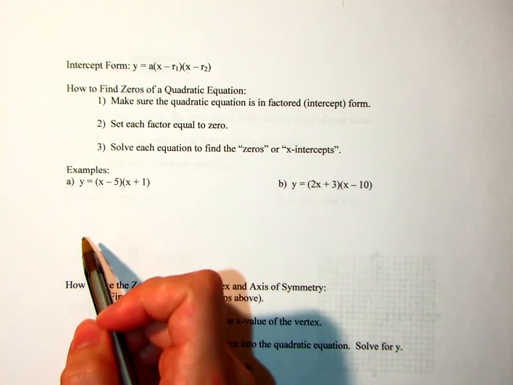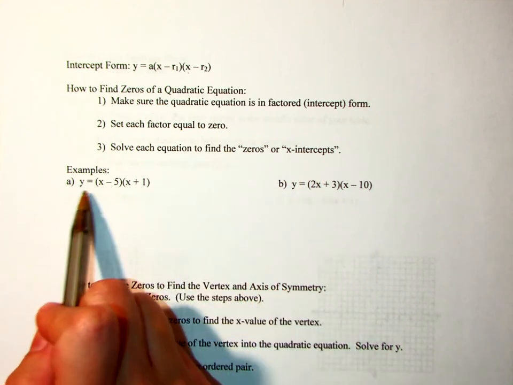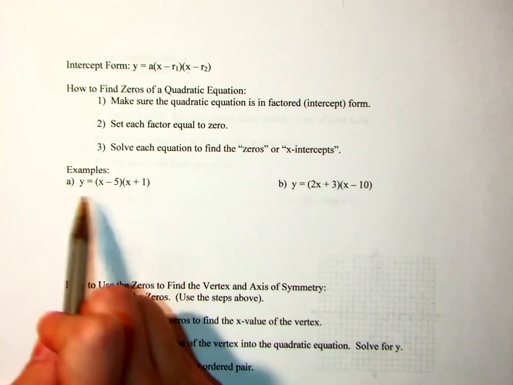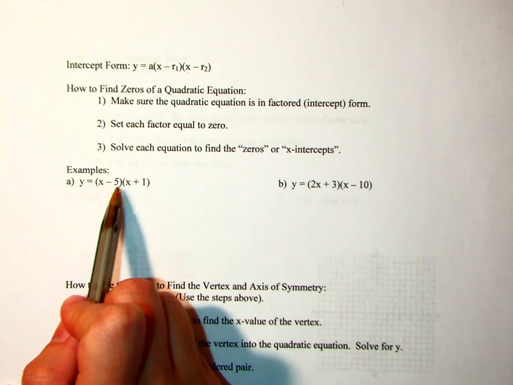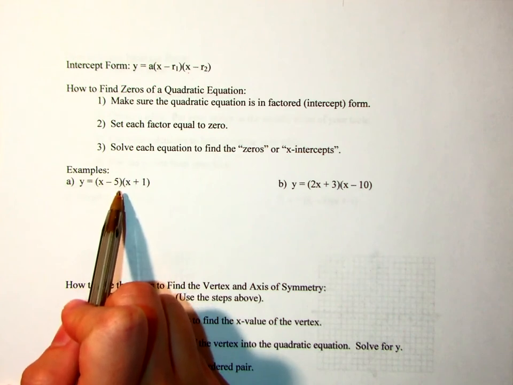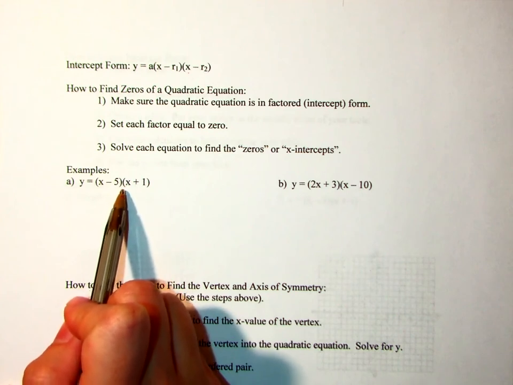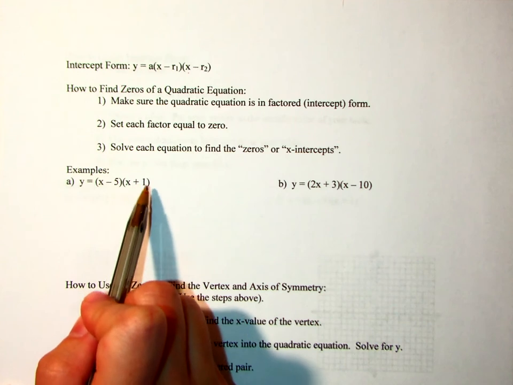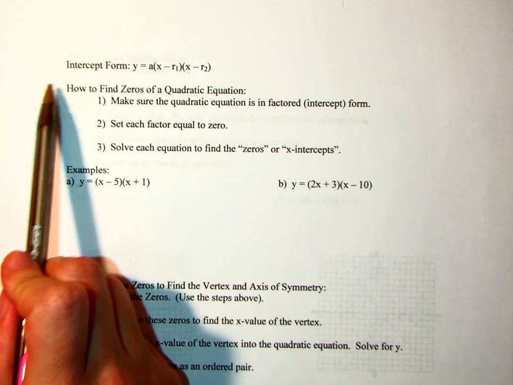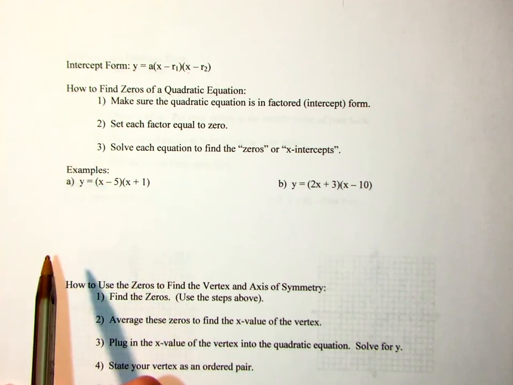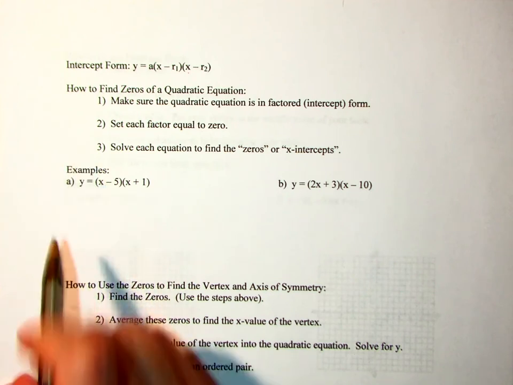So let's look at the first example we have here. This is what you should be writing down in your notes right here. y equals (x - 5)(x + 1). So you're writing this example right here. You'll get a copy of the how-tos after you guys finish this video.